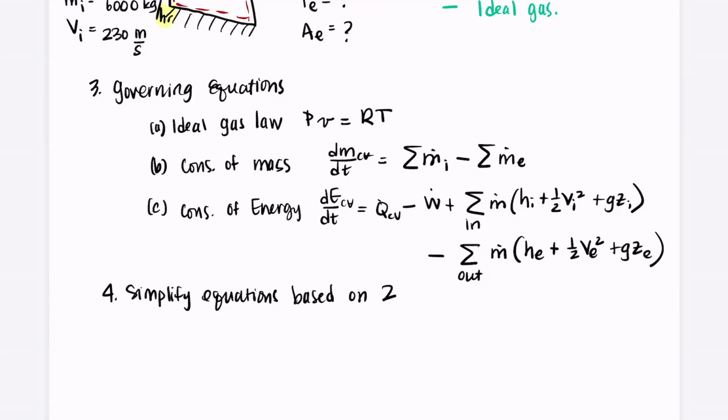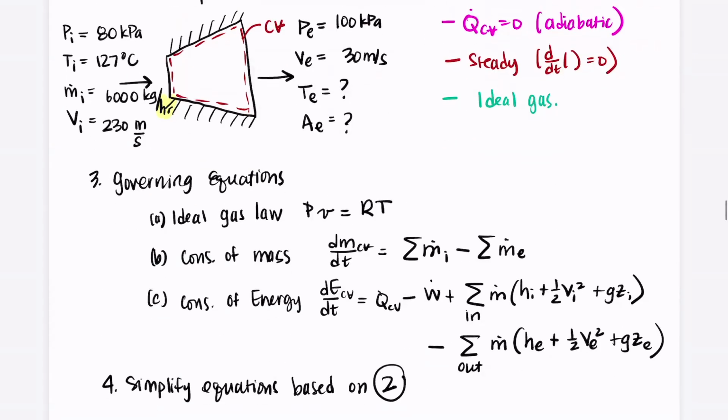Based on our simplifying assumptions. All right, so it's adiabatic, so we can get rid of the Q dot term. I'm going to do that first. We have steady flow, so I can get rid of both of these dt terms. The ideal gas, we already wrote down the ideal gas law.